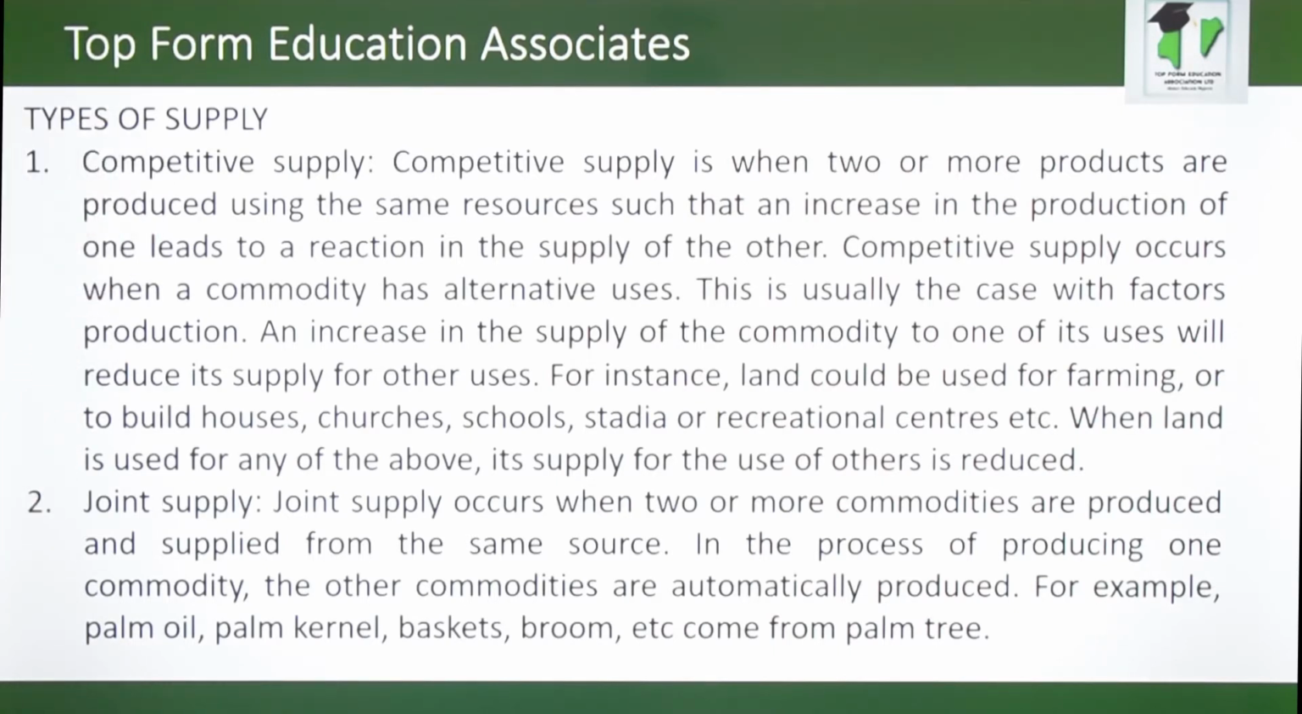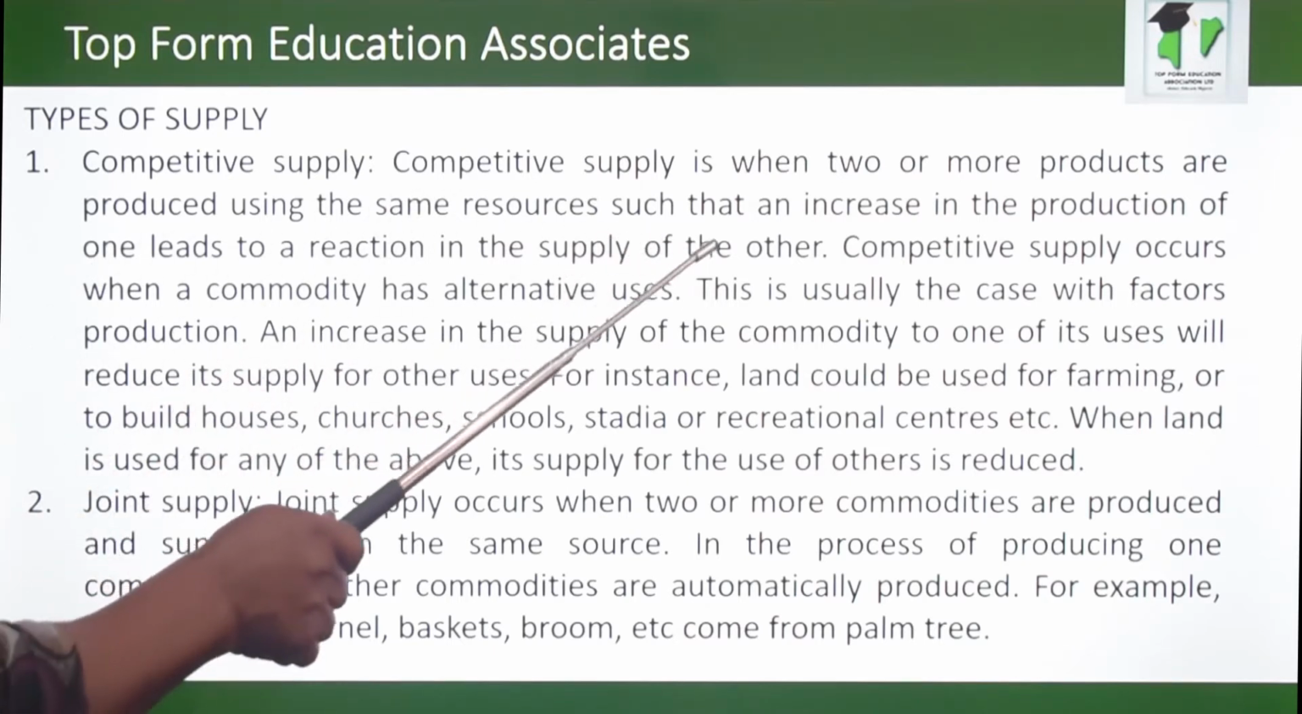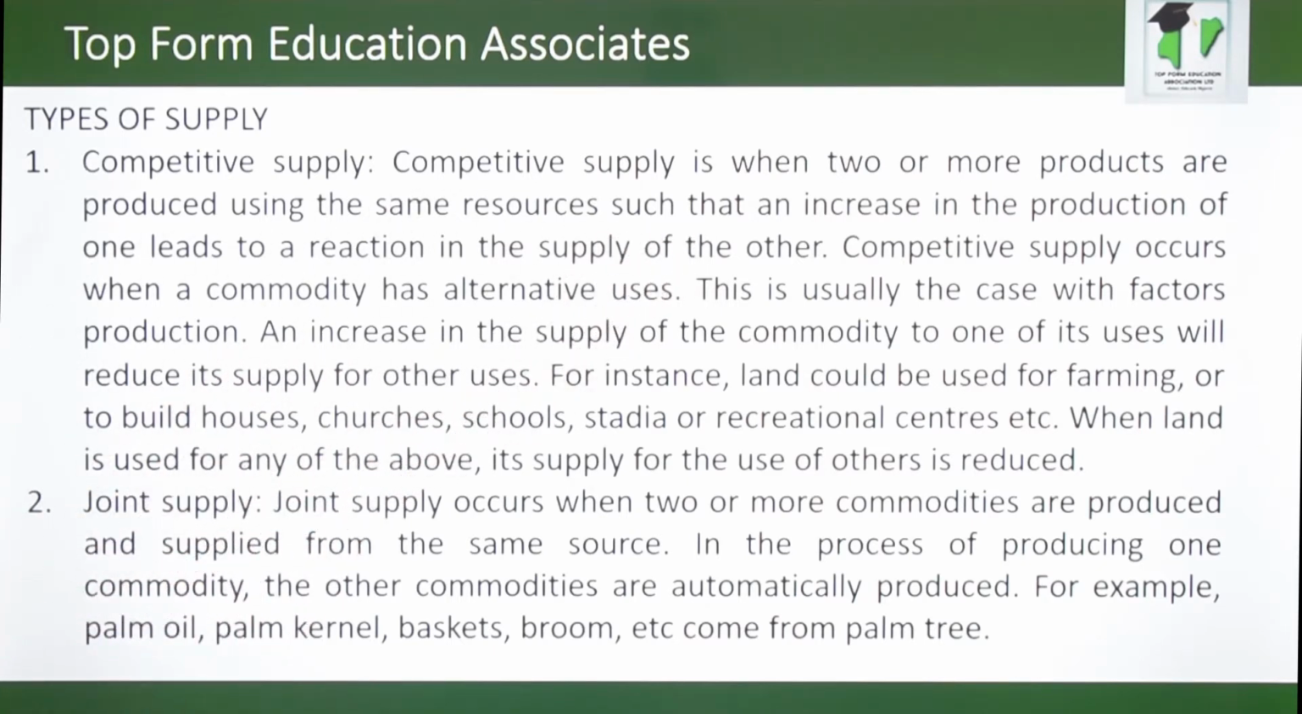This one is like supply of factors of production. Let's take land. Land can be used for various things. If you use a piece of land to build a house, it should not be available for farming again. You cannot use it to build schools or churches, whatever. So competitive supply is supply for factors of production, supply of those for a commodity that has alternative uses. This is usually the case with factors of production.